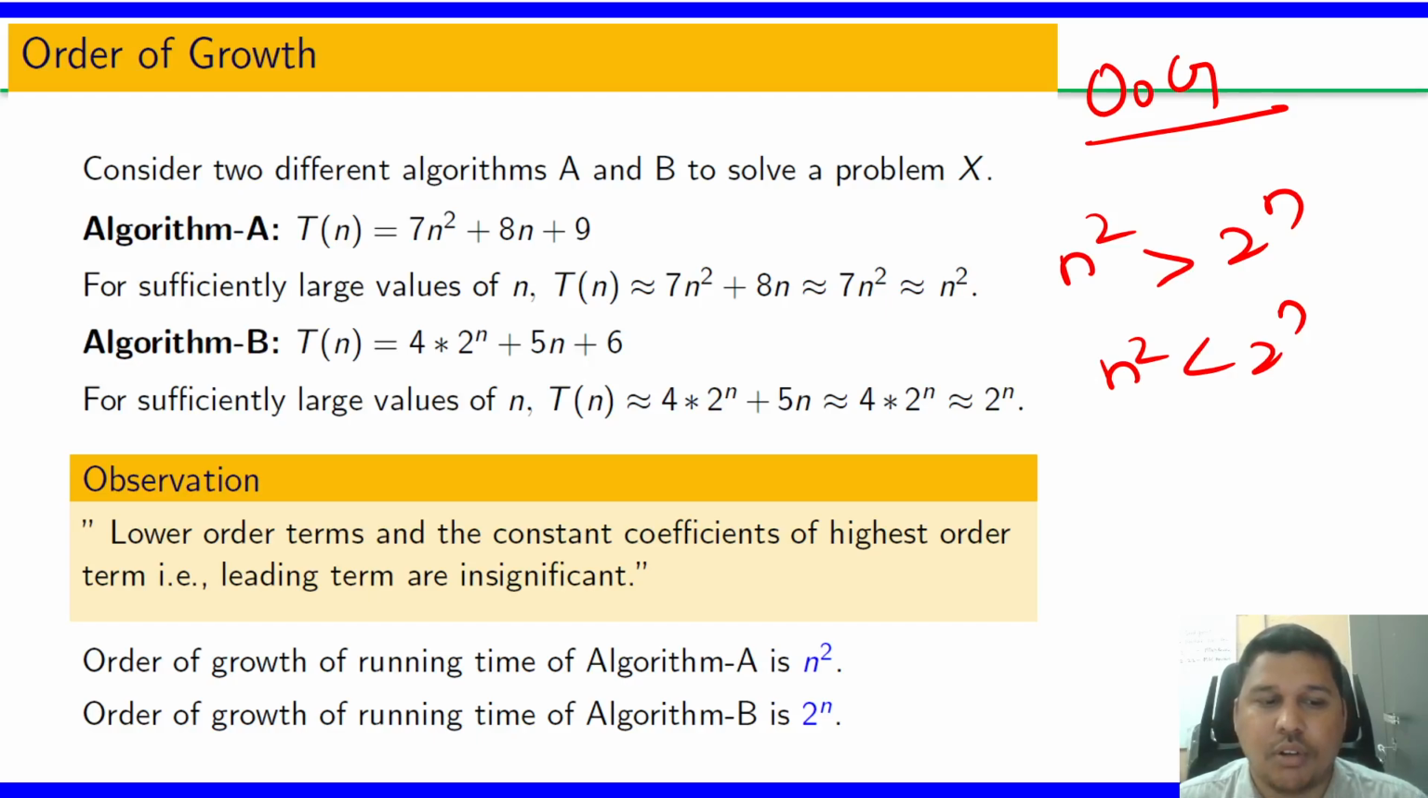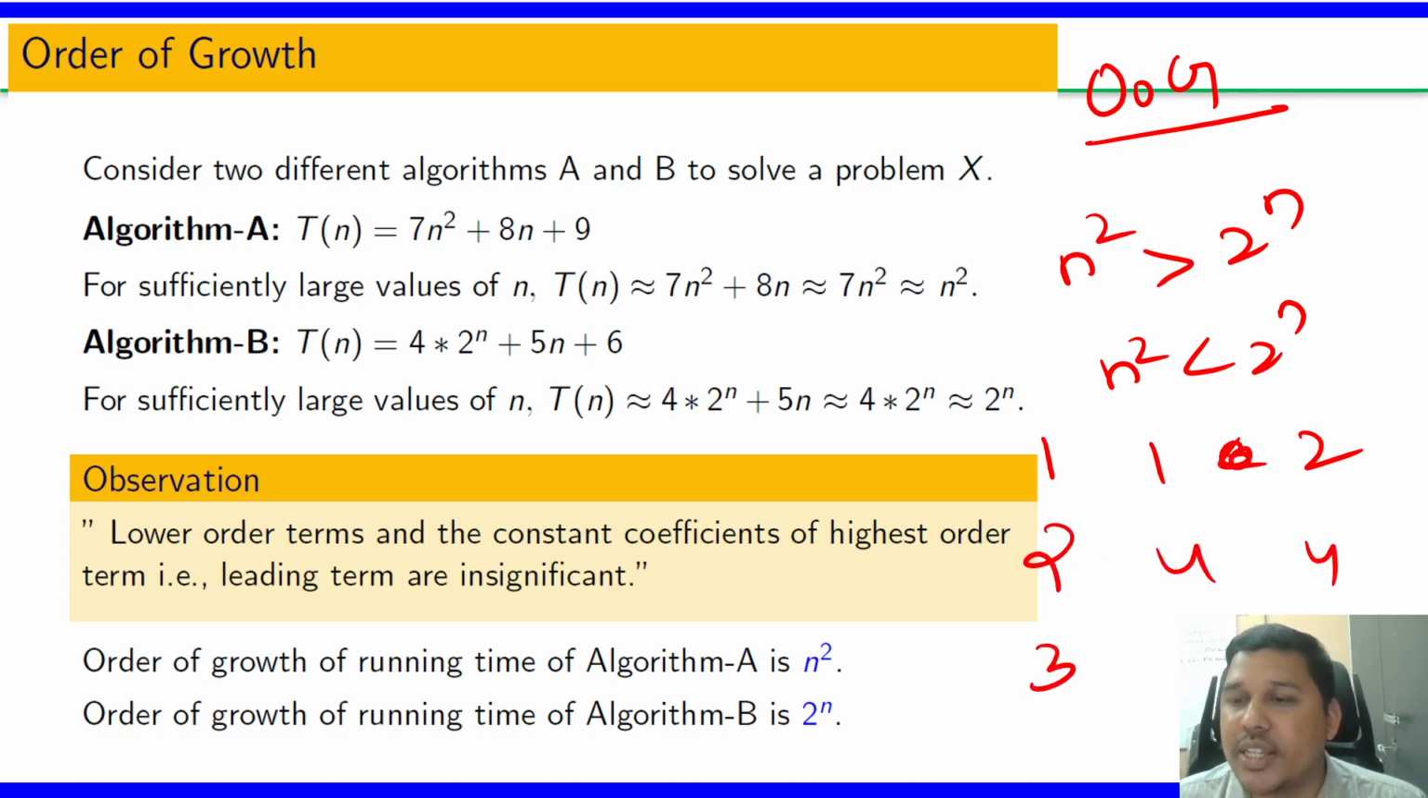n square is low, right? Why? How do you come to such a conclusion that n square is low? You may substitute some values here. If you put 1, it is 1, this will be 2. If you put 2, this is 4, this is 4. If you put 3, this is 9, this is 8. Put 4, this is 16, this is also 16.